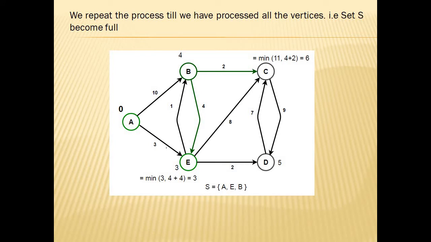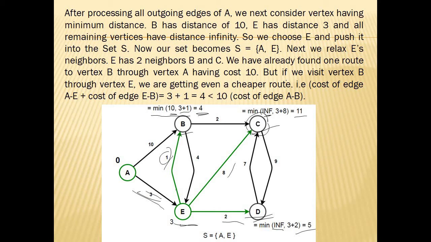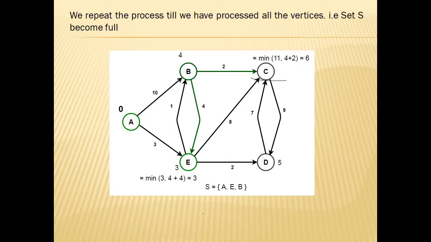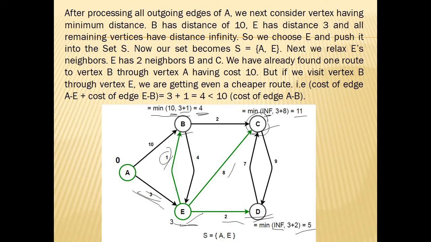So from B we need to find adjacent vertices. From B we have only C and E. But E we already found. That's why we'll consider C. So earlier the minimum path was 11.